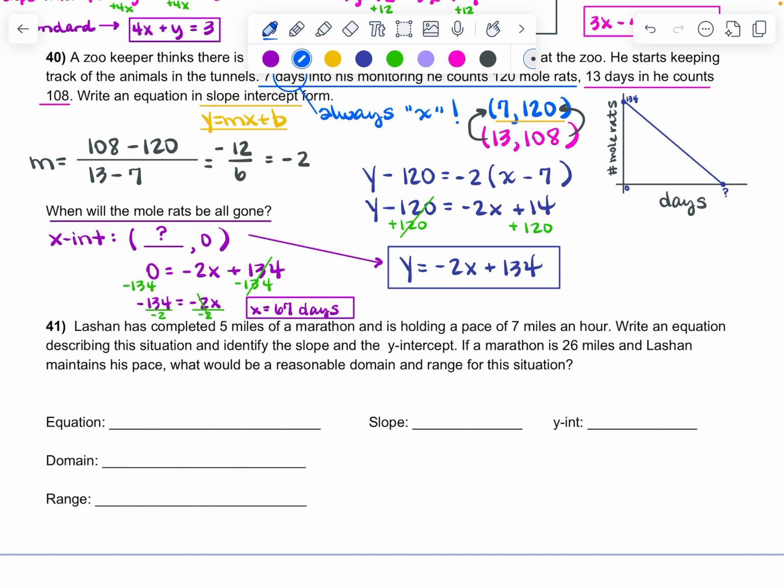LaShawn has completed 5 miles of a marathon and is holding a pace of 7 miles an hour. Oh my goodness. They're using the word "and" here, but we could also say per, right? So as soon as I read that 7 miles an hour or 7 miles per hour or each hour or every hour, that is our slope. And you have to recognize that, right? He's already 5 miles in, though, at this point, right? He's already completed 5 miles. So that's like his starting distance of where he's already going. So this is our y-intercept.